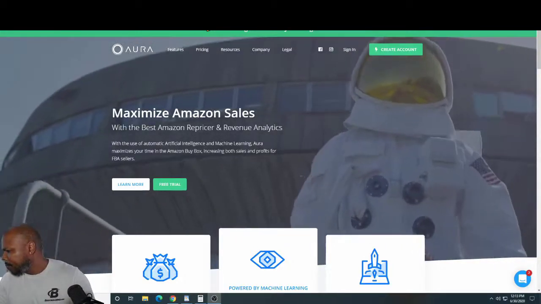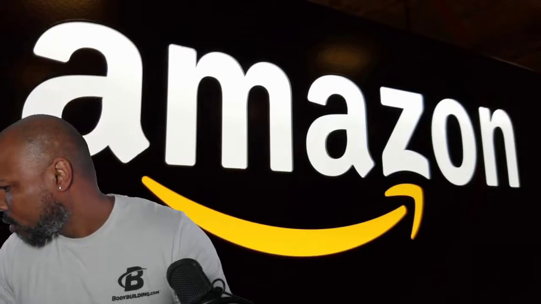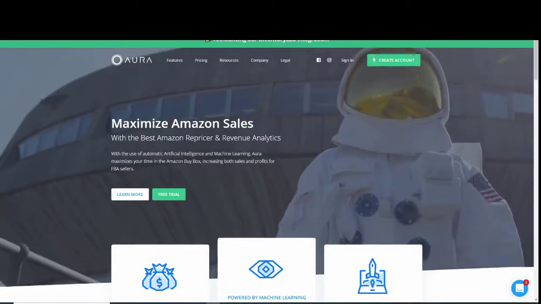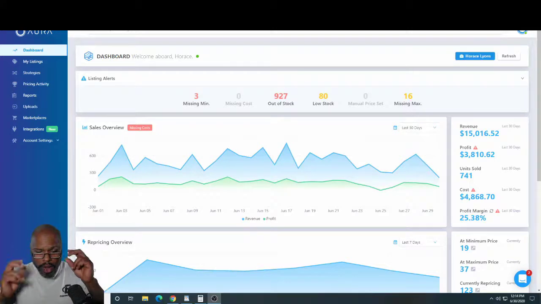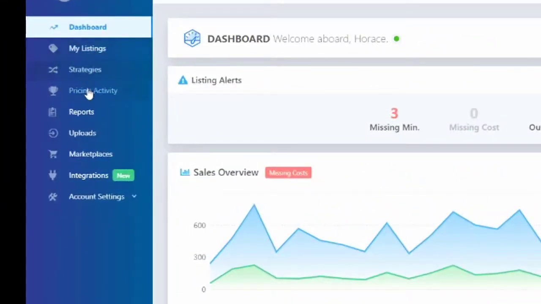So let me get situated here. We're going to come over to my Aura account. Okay, so here we are in my Aura account, and this is the dashboard. You can see along the left hand margin, you really don't have that much that you have to be concerned with. It's not that much. It's simple, so we don't need to make it hard.